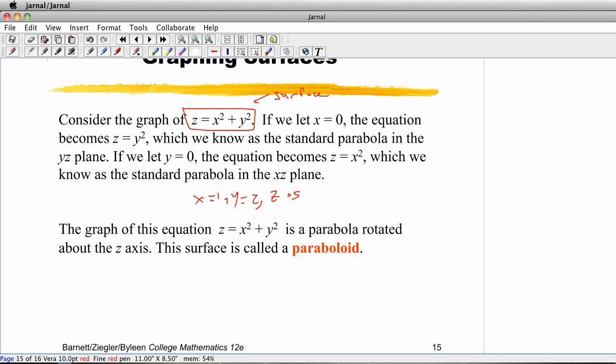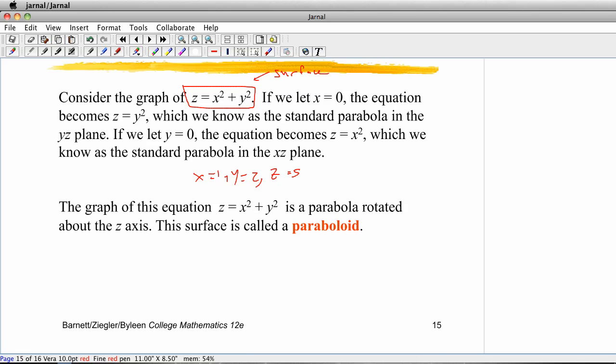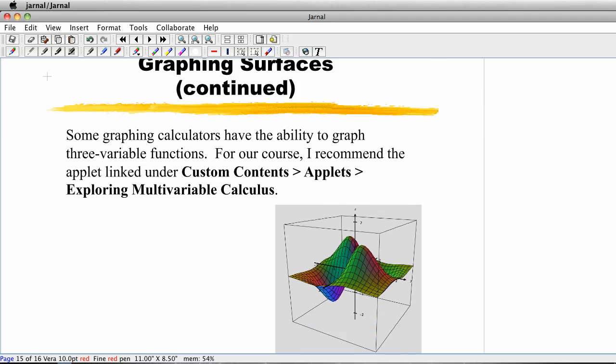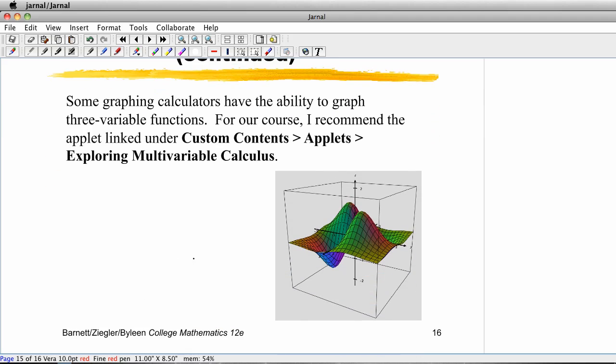So some calculators will draw this. There's an applet that's linked in our custom contents folder that does a very good job of drawing this. Here's an example of a fairly complicated looking function. But you can see that if you think of this as sort of a billowing parachute shape, the xy axis is along the floor, and no matter where I'm standing, I can look up and see the surface directly above me. The height of that surface is going to come from the formula that gave me this graph. So it's going to be a z equals formula that I get from plugging in the x and the y coordinates.